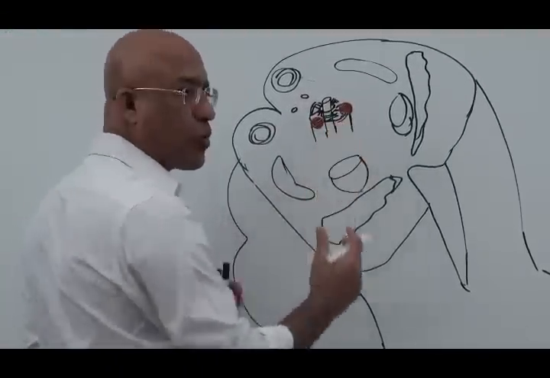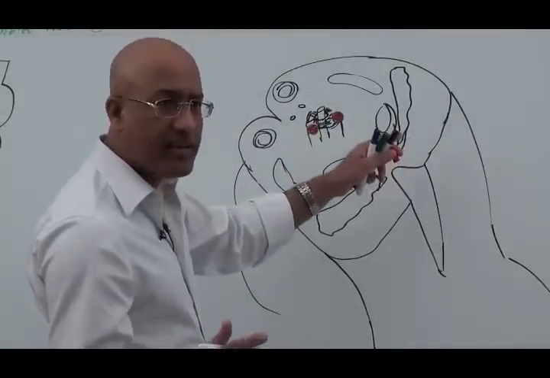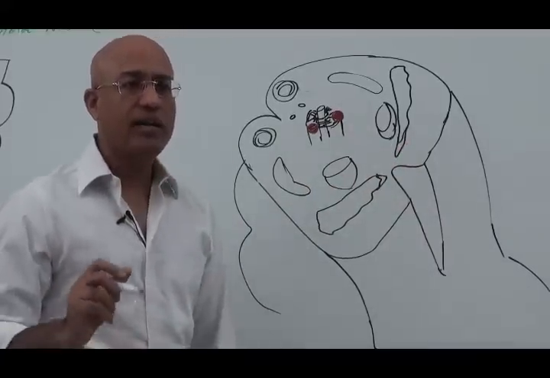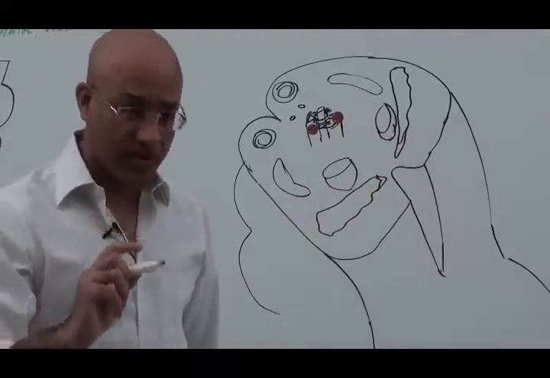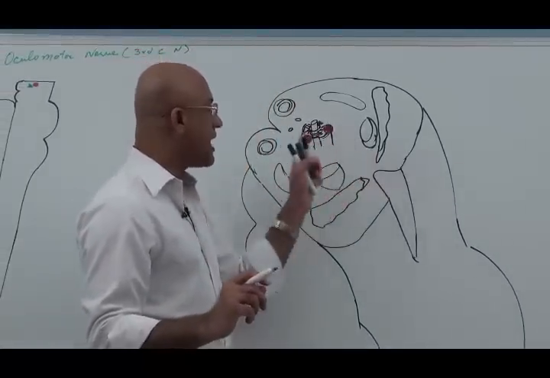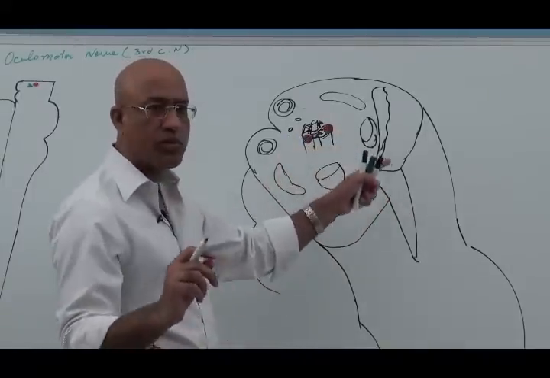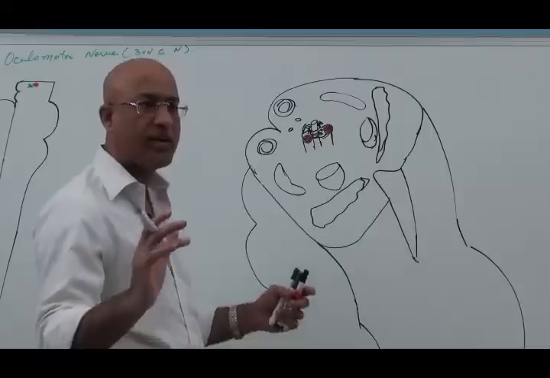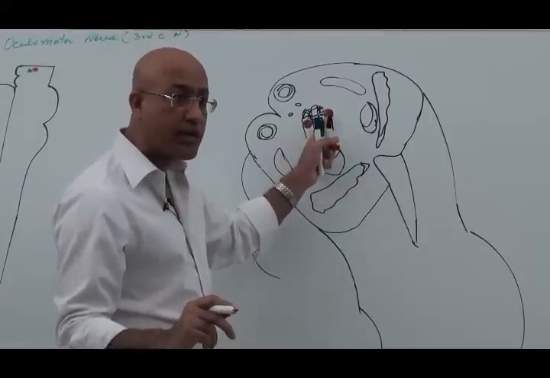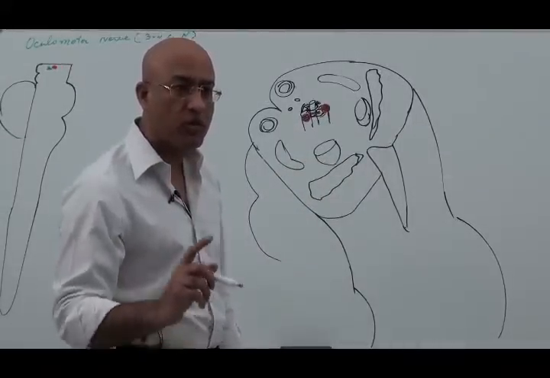This nucleus is a collection of cell bodies from where the axons originate, and these axons eventually are going to supply the extraocular muscles, most of the extraocular muscles. Because they supply the extraocular muscles, and these are striated muscles, they are under voluntary control. So we call these fibers which originate from this nucleus somatomotor fibers. What do we call them?